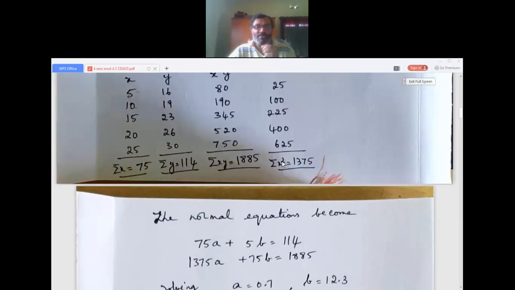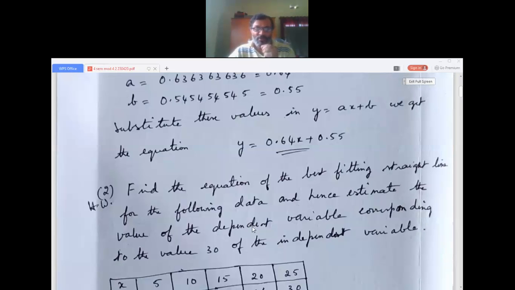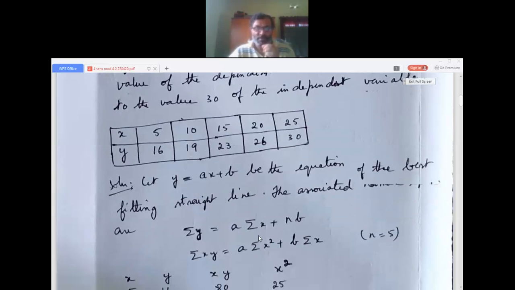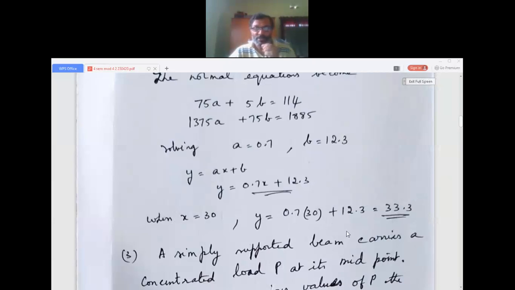One extra question is given there: estimate the value of the dependent variable corresponding to the value 30 of the independent variable. Dependent variable means y. Independent variable means x. So when x is 30, find the value of y. That was the extra question. Many of you have done it. Very good. So when x equals 30, we get 33.3. Just verify. I might be wrong.